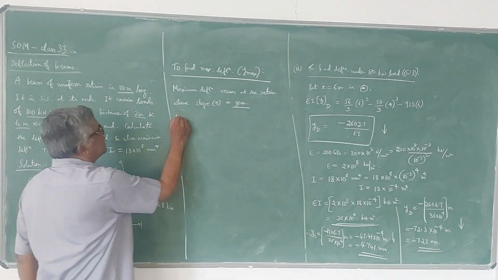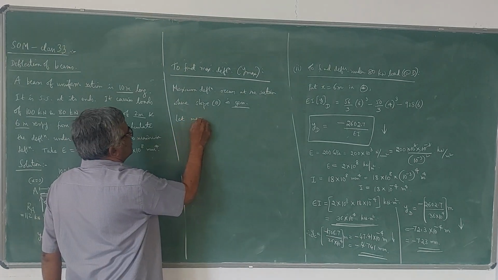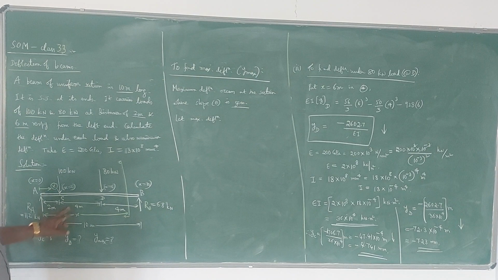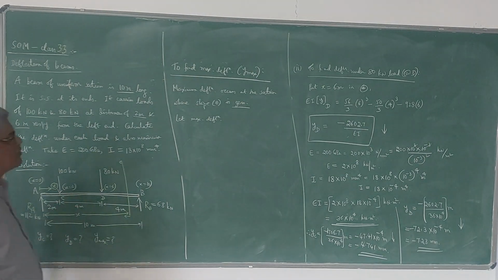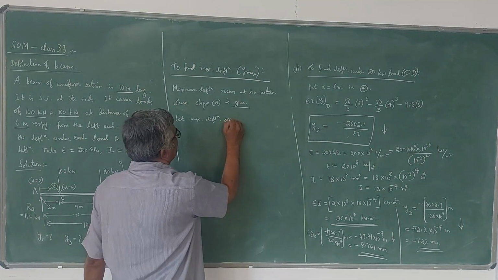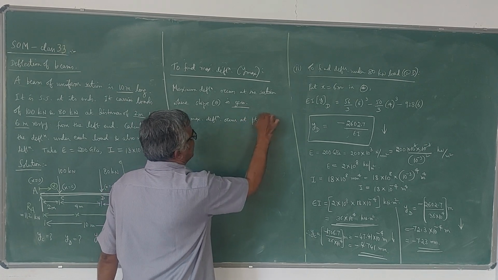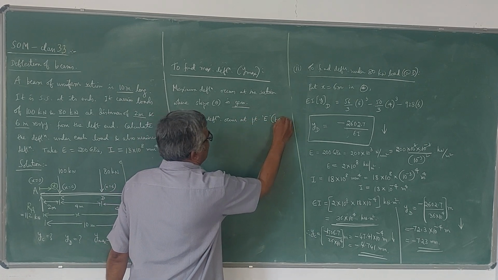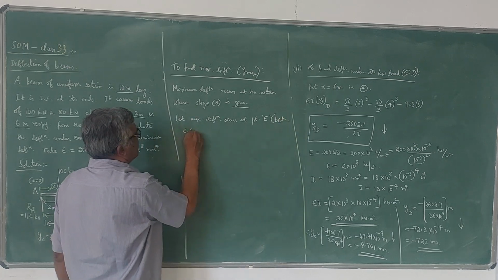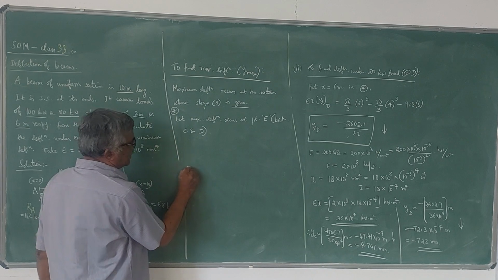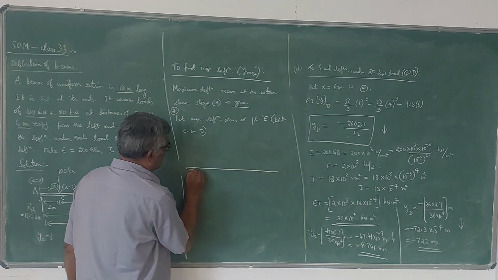Because the effect of both the loads will be there if you consider a section somewhere here, let the maximum deflection occur at point E. I will take E between C and D. This step is important. We have to assume that it occurs at some point between C and D.